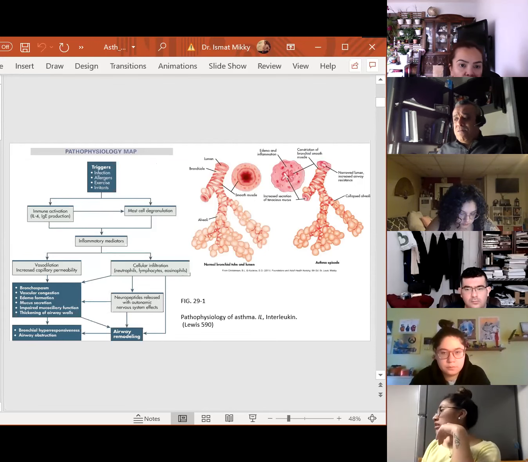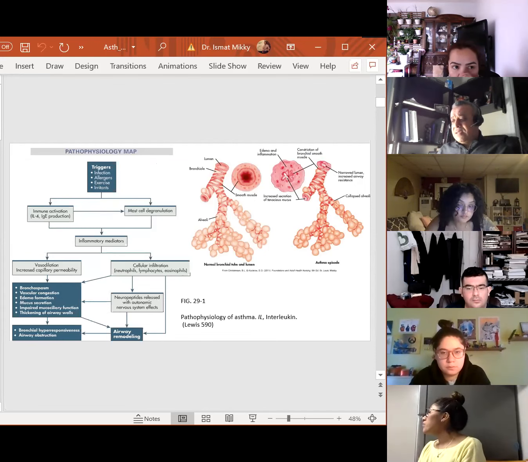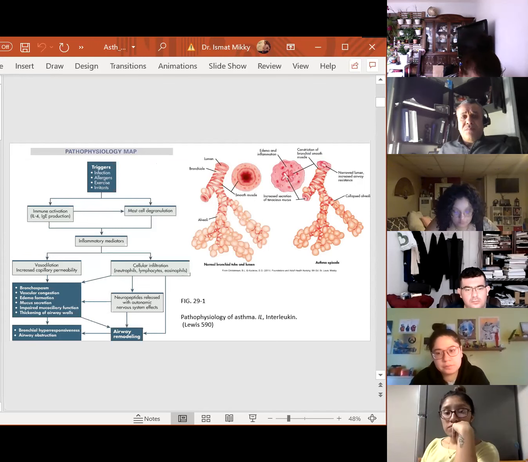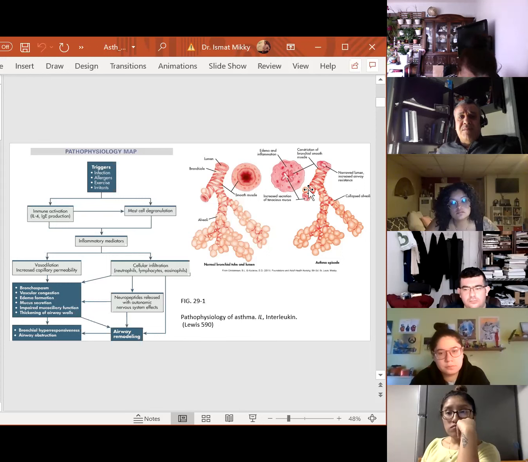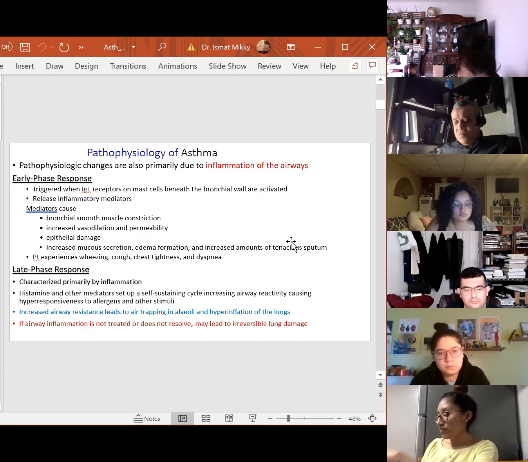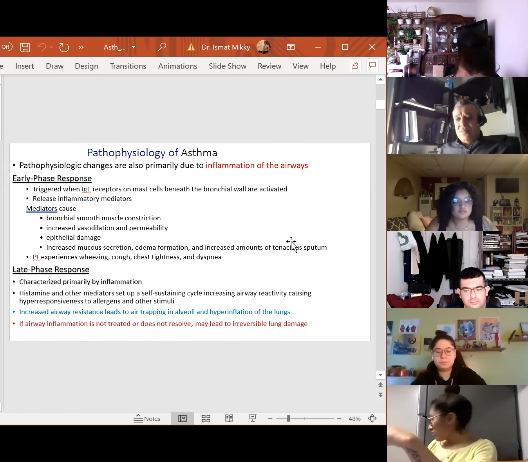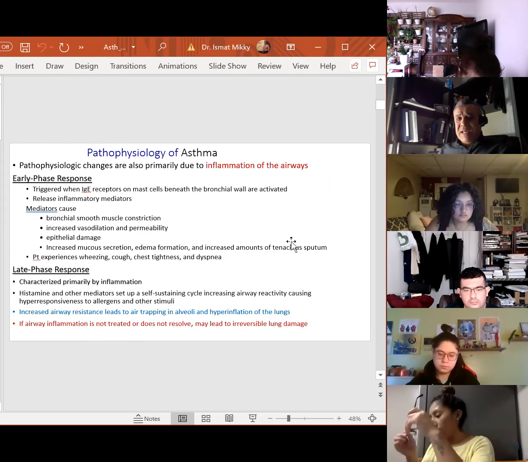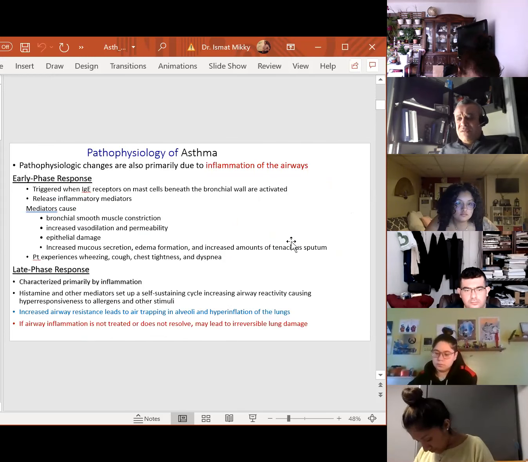And here we have the slide that talks about the normal bronchioles and lumen of the bronchioles, and when there is an asthma, how the alveoli would collapse. And we have an early phase and a late phase: the early phase of the asthmatic attack or response, and then the late phase of the response.